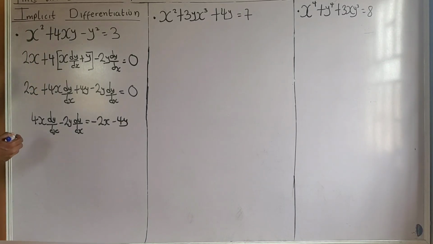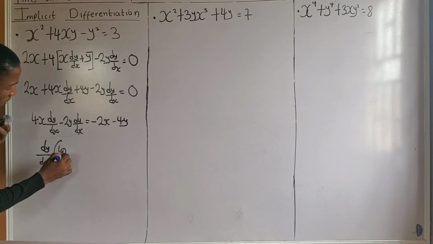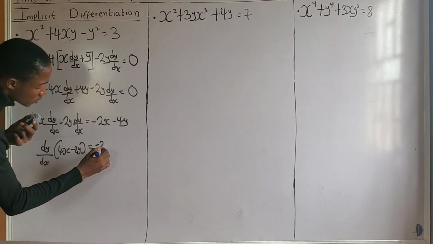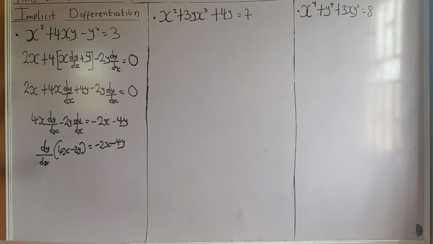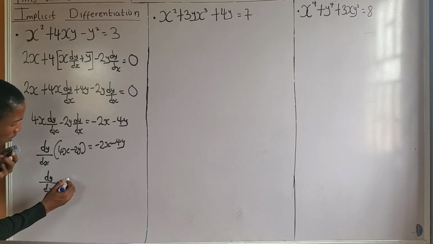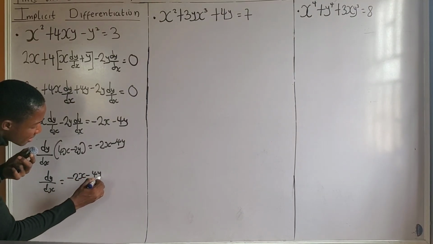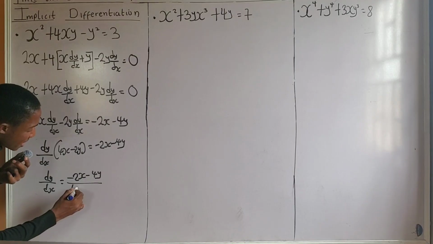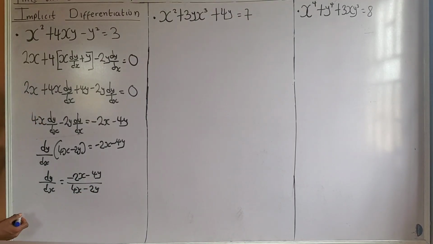The next step is that I'm going to factorize dy/dx. So I'm going to have dy/dx (4x minus 2y) equals to minus 2x minus 4y. Do you get it? So divide all through by 4x minus 2y. I'm going to have dy/dx equals to (minus 2x minus 4y) all over (4x minus 2y). Okay.